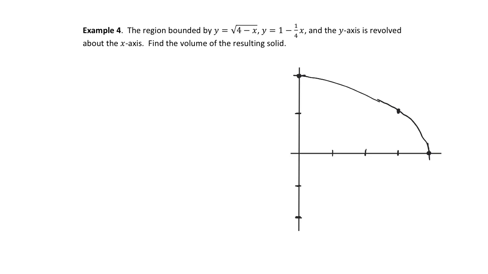Y equals 1 minus 1/4 x is a linear function with y-intercept equal to 1 and a slope of negative 1/4. So we're going to go down 1 and over 4 so that we intersect at that point as well. So here is the region that we're going to revolve about the x-axis. You'll see why I'm drawing it in green in just a moment.